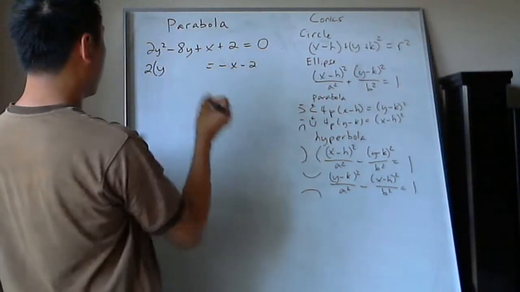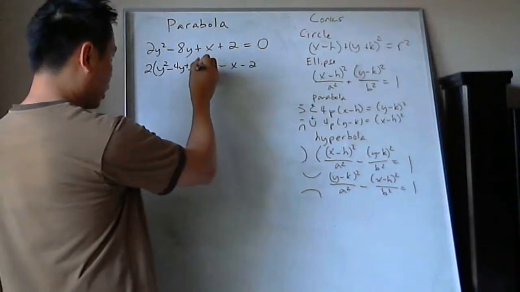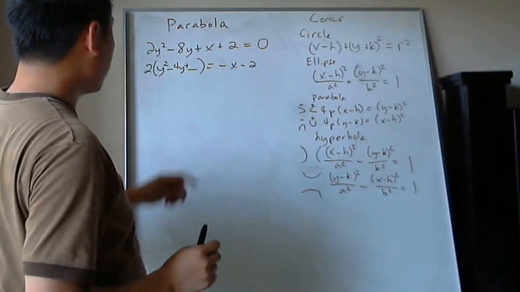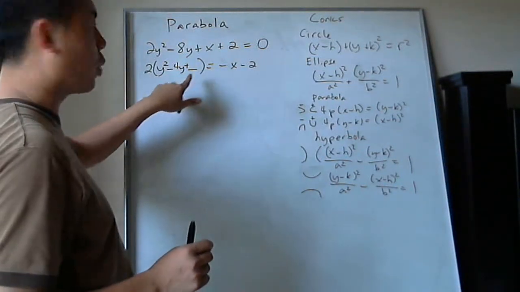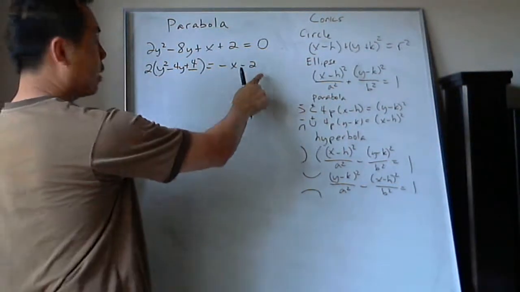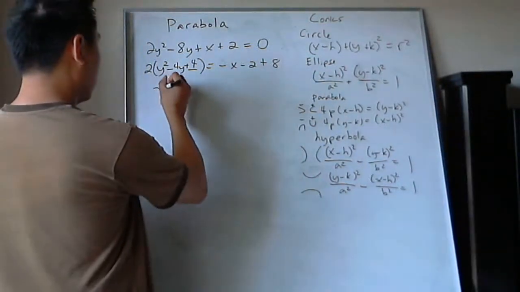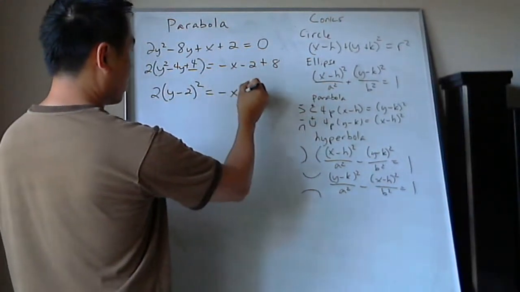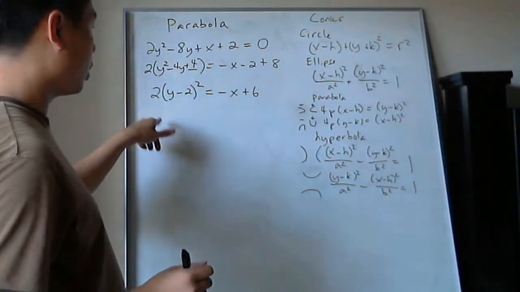Let's see, y squared minus 4y plus, as usual, I'm completing the square, so I leave a little blank here so I don't forget. Now, to complete the square, I need to halve the b, which is 4, which will be 2. 2 squared is 4. I have 2 out front, which means 2 times 4, I have to add 8 on this side, right? So I'm going to have now 2 times y minus 2 squared equals negative x plus 6. Is that right? Okay.